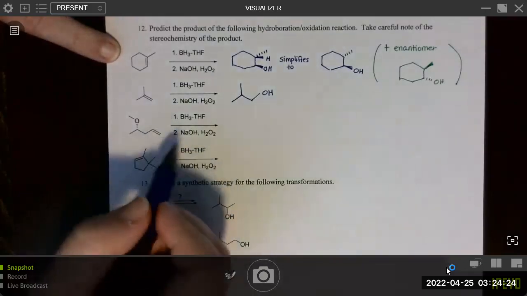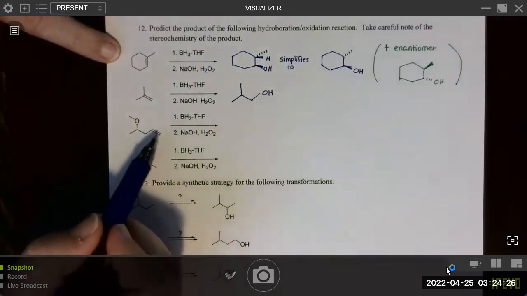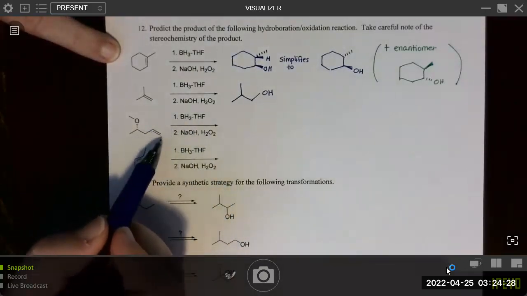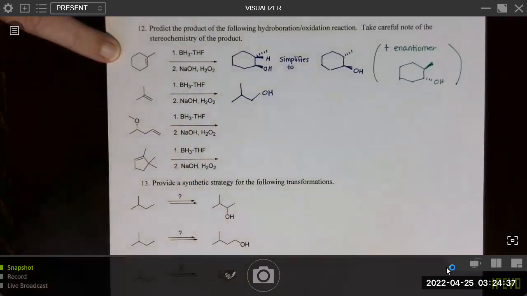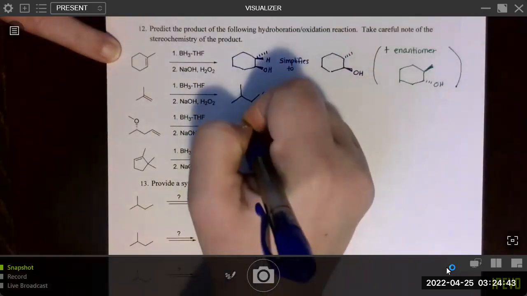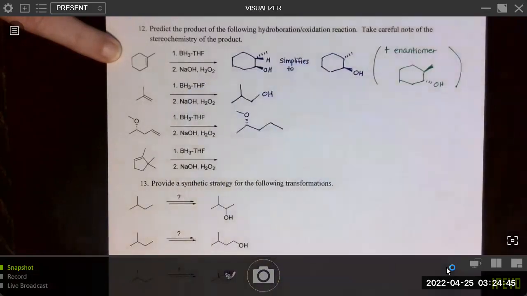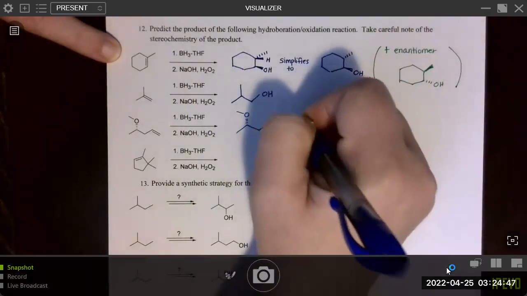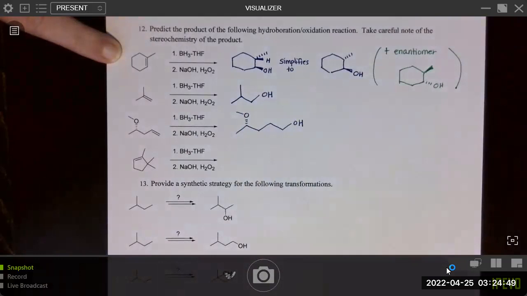Let's look at this one. Again, H and OH is getting added across the double bond. The OH gets added to the less substituted carbon in this case, and we will not be forming any new stereocenters. So we can just go ahead and sketch that in with the OH on the less substituted carbon. No new stereocenters formed, so we just need to draw it this way.